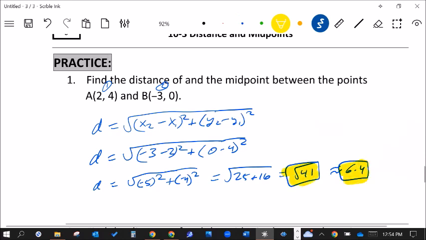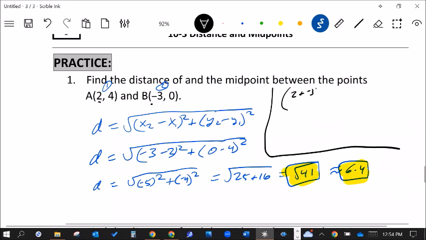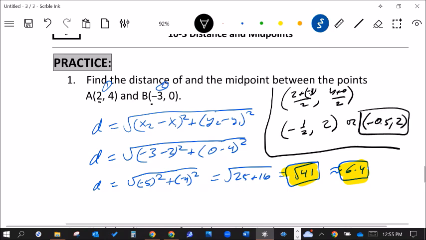Now I took up a lot of space there, and I didn't actually do the midpoint one, so let's do the midpoint. So for the midpoint, for the x, I'm going to add the two x's, 2 plus a -3 over 2. And then the two y's, 4 plus 0 over 2. So here I have -1/2, and 4 over 2 is 2. Okay, or -0.5 and 2. So either of those would be acceptable.